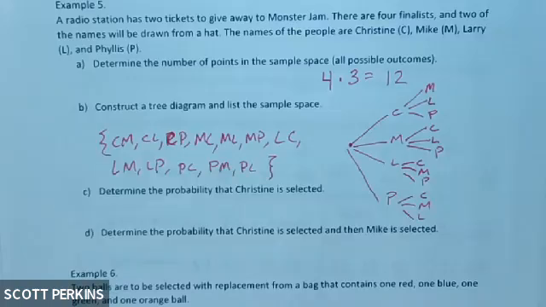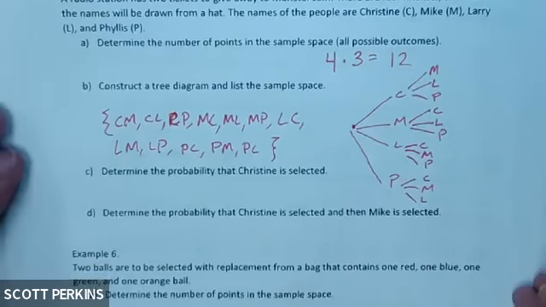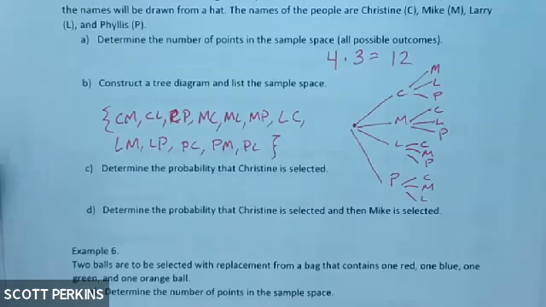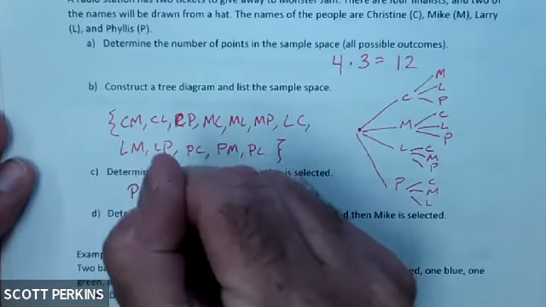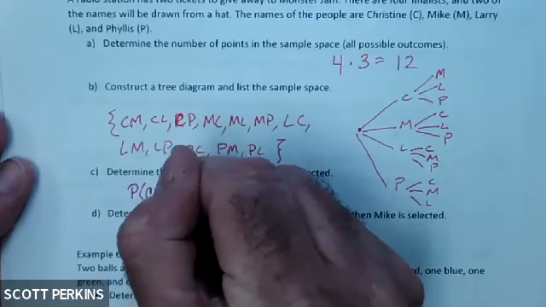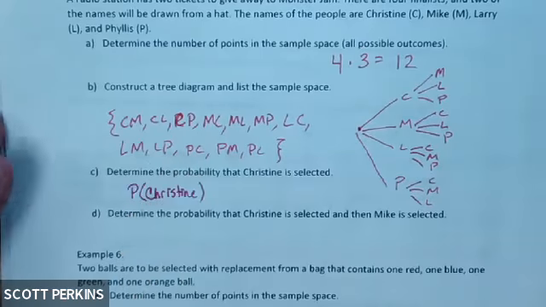Okay, now we're going to use that sample space. Once you've got the sample space, you've done the bulk of the work. The rest of this should be a nice cool down. We're going to determine the probability that Christine is selected. Now notice it doesn't say Christine is selected first or second. It just says what's the probability that somewhere Christine has been selected.